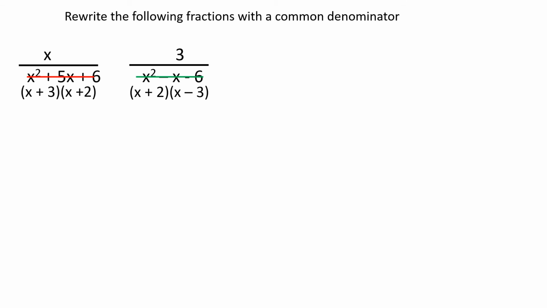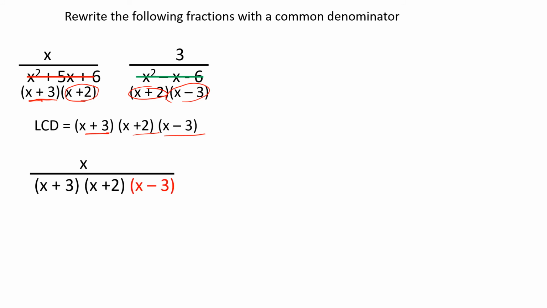Now I'm ready to figure out the LCD. Well, the LCD is, here we have an x plus 3, and then we have the x plus 2. It's only listed once, and then we have the x minus 3. So that is our LCD. We're going to rewrite these with common factors. So let's look at the first one.